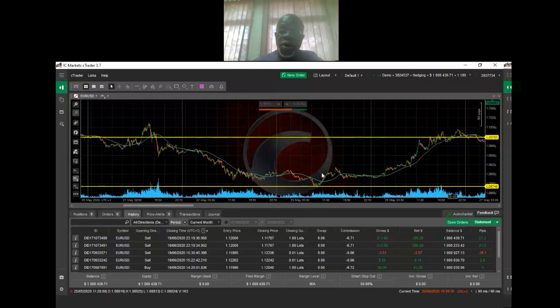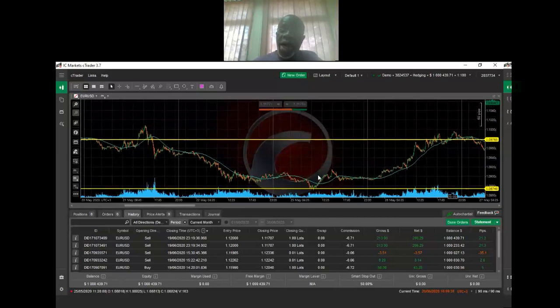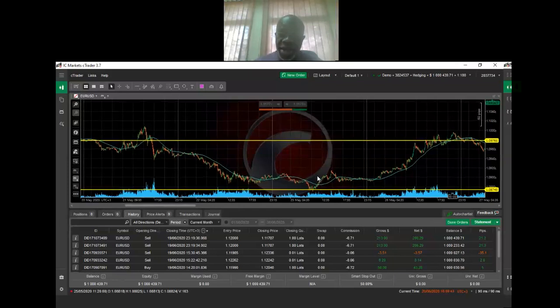So for long-term traders, the higher time frames are a little more accurate than the smaller time frames. The small time frames have a lot of noise. But as you can see, it did touch, or at least get pretty close to it, right there.